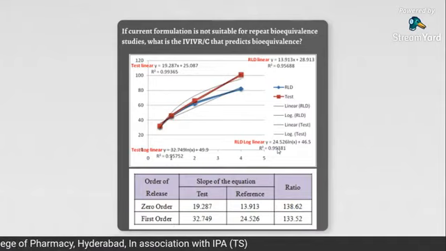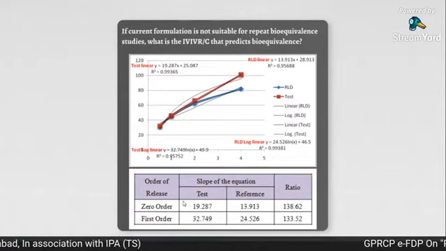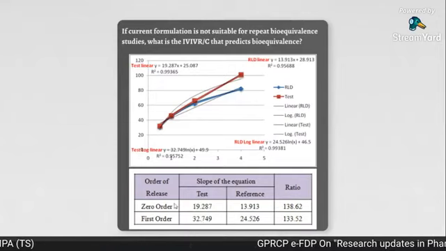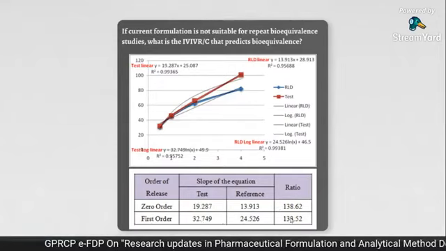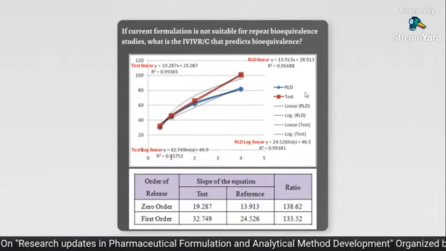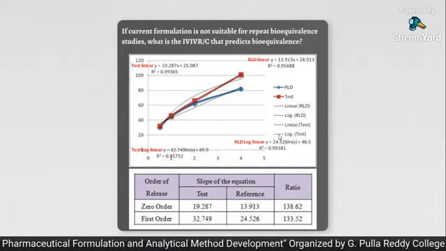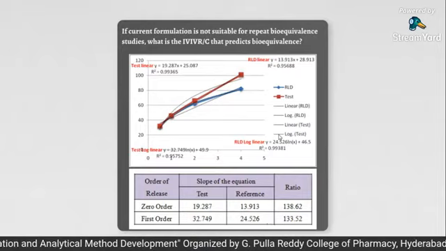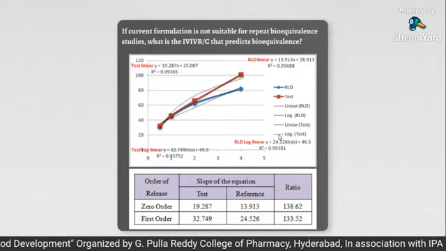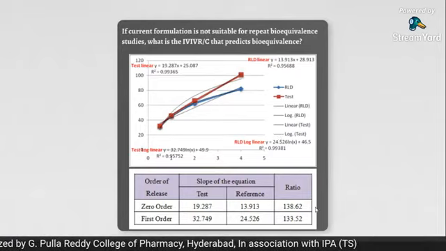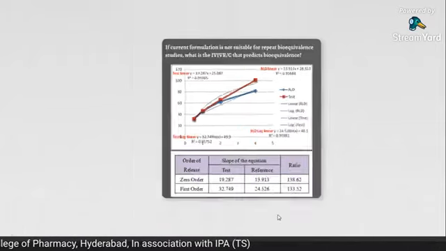So here, if you see the slope ratios in both the test as well as reference in zero order and first order, the actual value is 138 and 133 from the dissolution only. This is also from the dissolution. From dissolution data, just the ratio of the slope values of test versus reference, the T/R ratio, is actually 138 and 133.